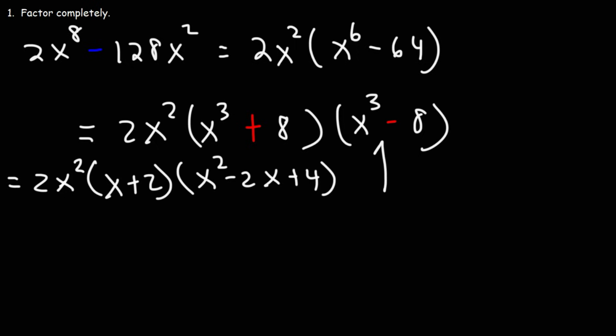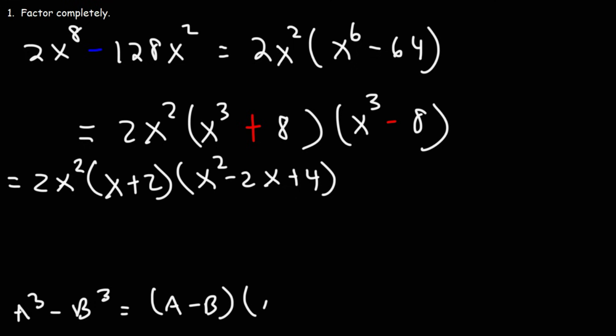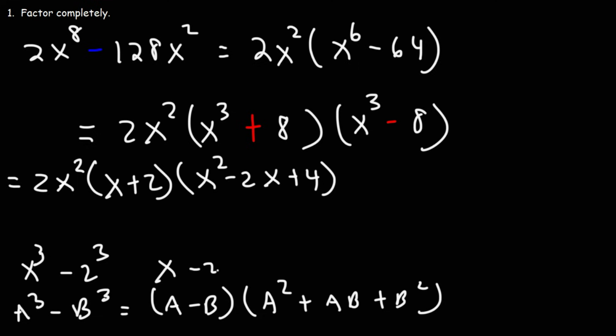Here we have a difference of two cubes, so we could use this formula. A cubed minus b cubed is equal to a minus b times a squared plus ab plus b squared. So a is x, b is 2. So this is x minus 2. A squared is x squared.